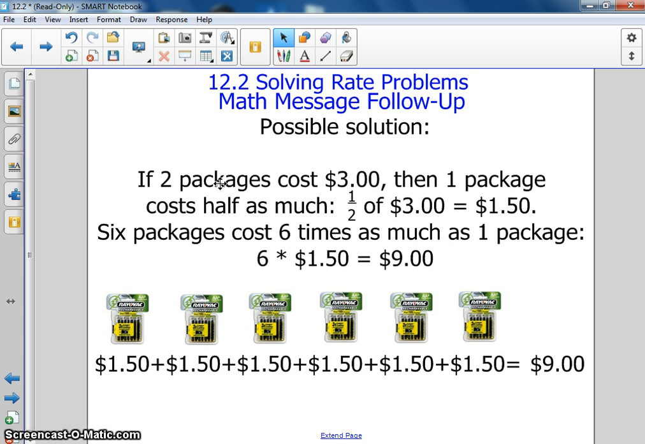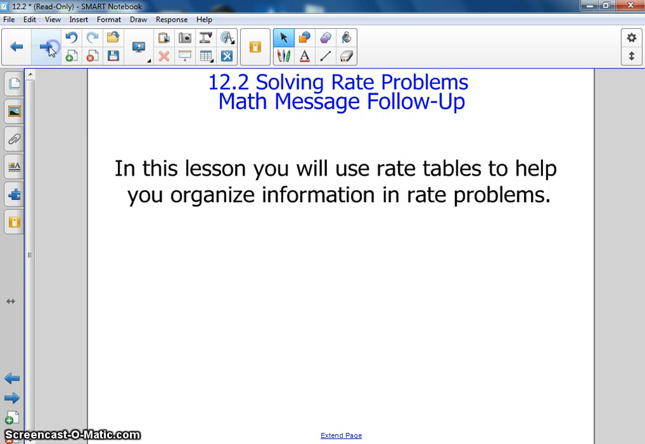This might have been the way I would do it. If 2 packages cost $3, then 1 package costs half as much. Half of $3 is $1.50. So then, once you figure out what 1 package costs, you multiply it times the number you need, 6. So 6 times $1.50. If you show it like this, multiplication is repeated addition. If you did it like that, you would find that it's still $9. In this lesson, you'll use rate tables to help you organize the information.